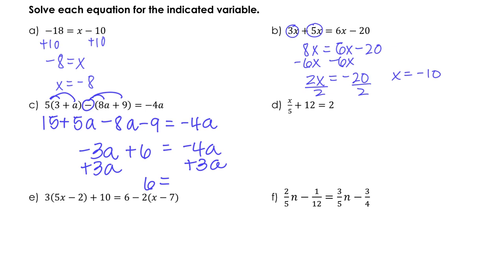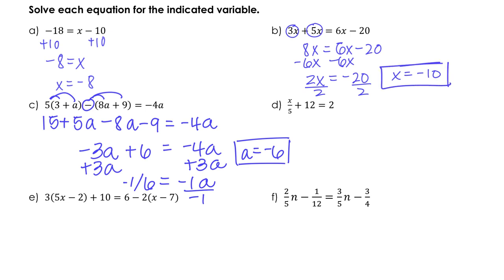When I do -4 plus 3? Or will it become positive? -4. It's -1A. Okay, now I can leave a 1A, that's fine, but a -1A I can't leave. So I need to divide by -1 to get A equals -6. Yeah.